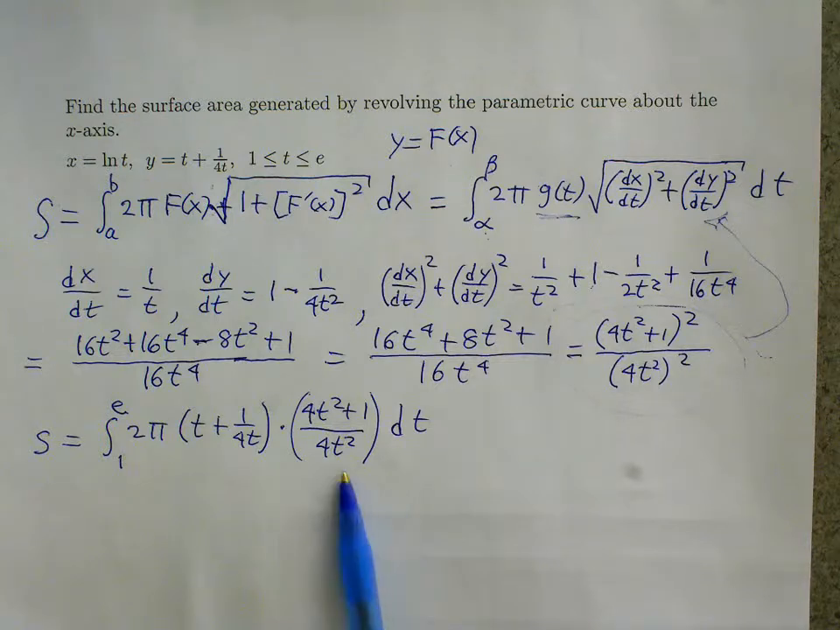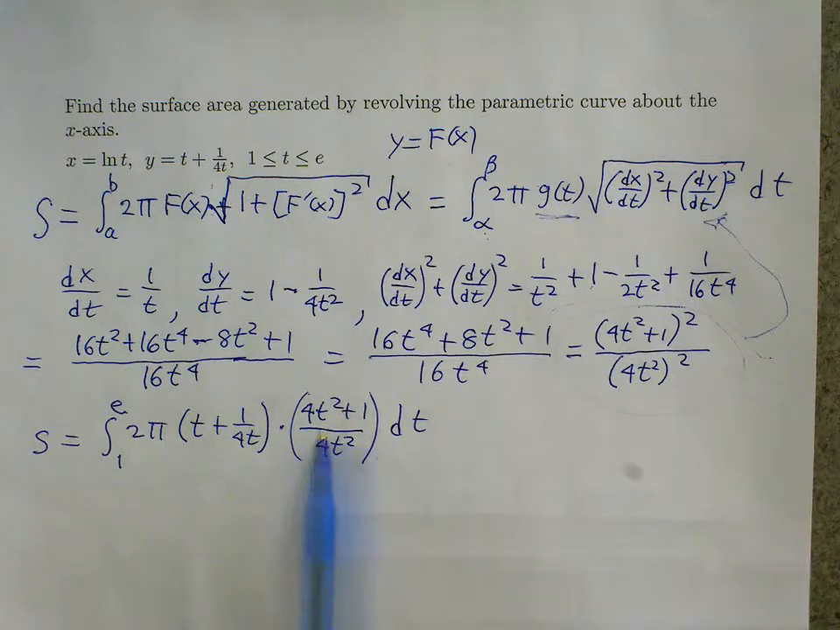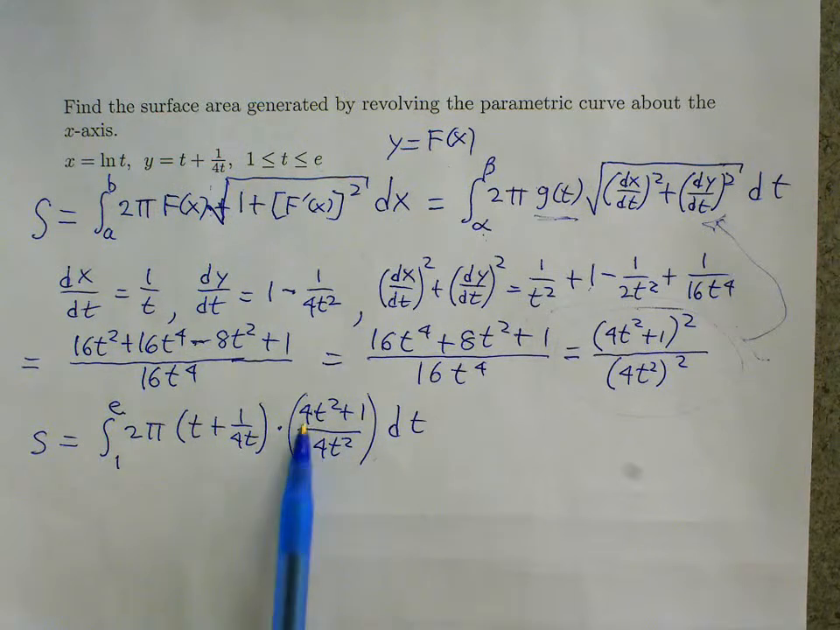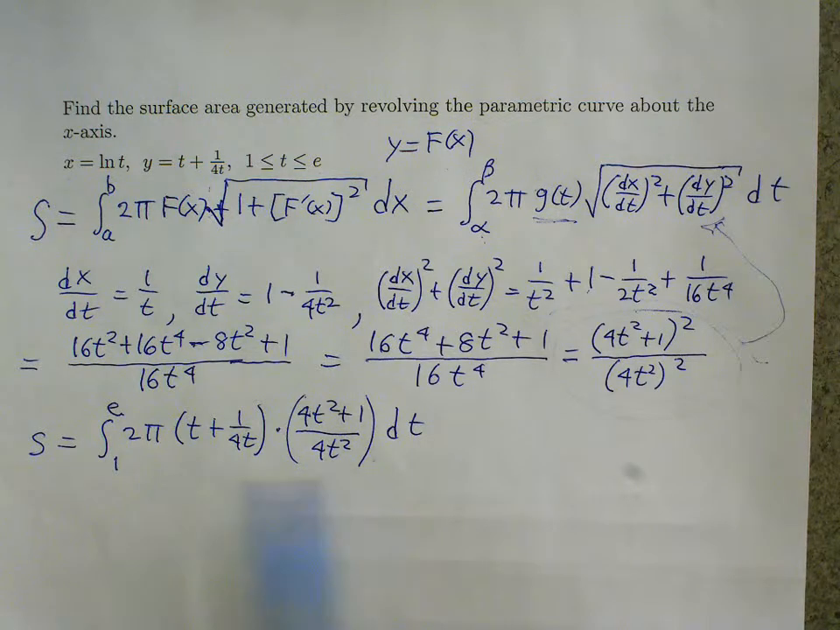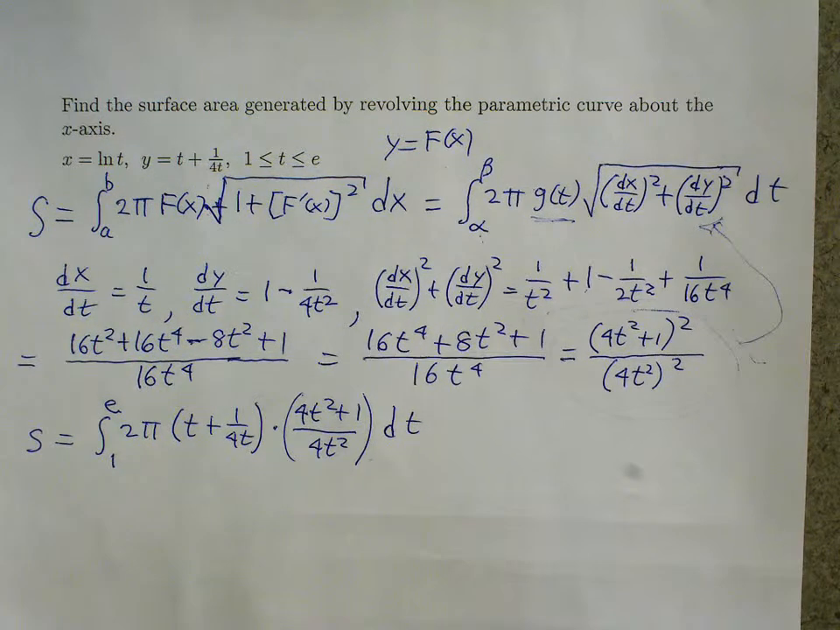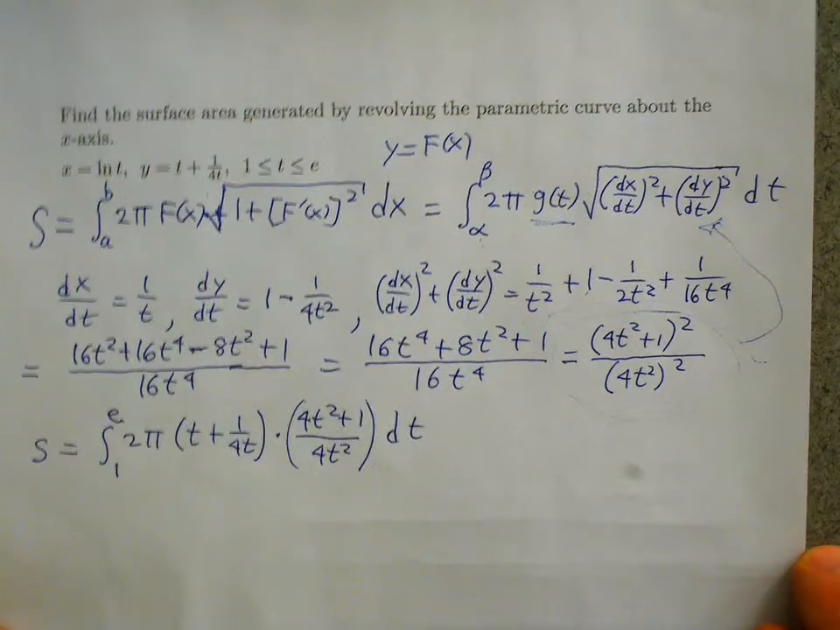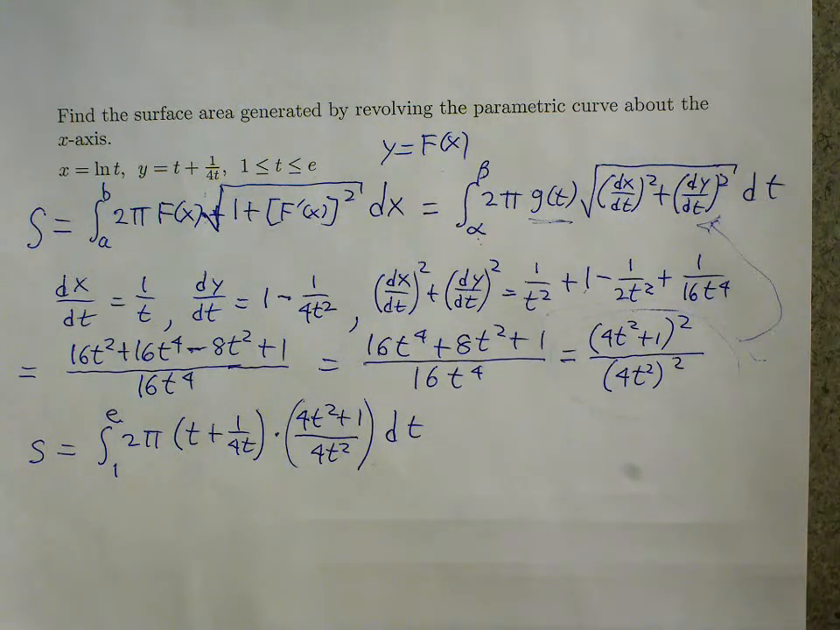I'll leave the rest of this for you to do. I guess what I would do is simplify this 4t squared plus 1 over 4t squared to 1 plus 1 over 4t squared, and then multiply the two polynomials, and then afterwards just integrate term by term. Afterwards, it's pretty simple to do. Okay, so make sure that you memorize the arc length formula and the surface area formula.